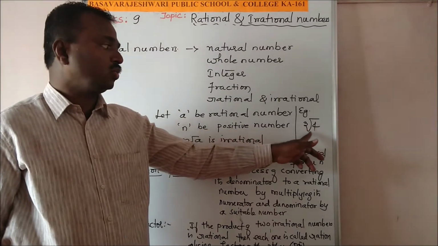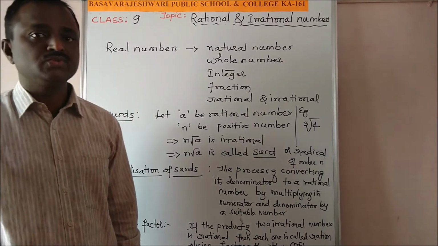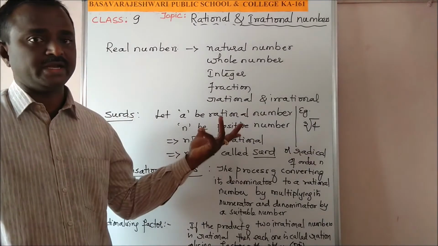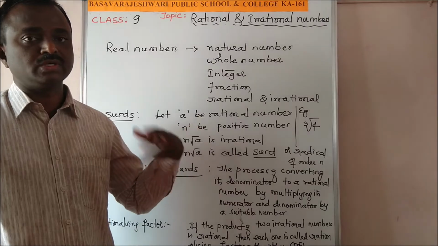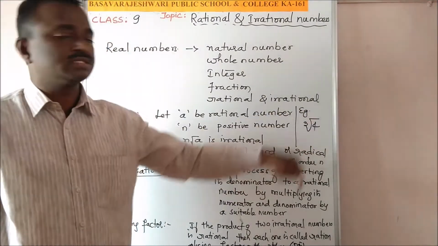Example, the cube root of 4. The 3 means cube root, and 2 means square root of 4. For a square root, you will not write anything. For the cube root, 4th root or 5th root, you will write the value here. So this is called a surd.